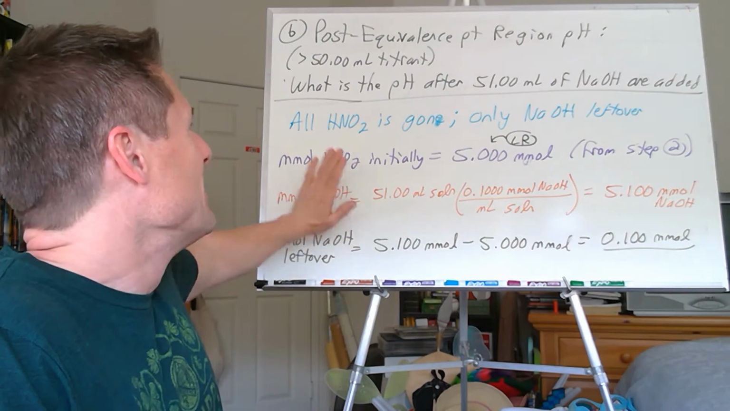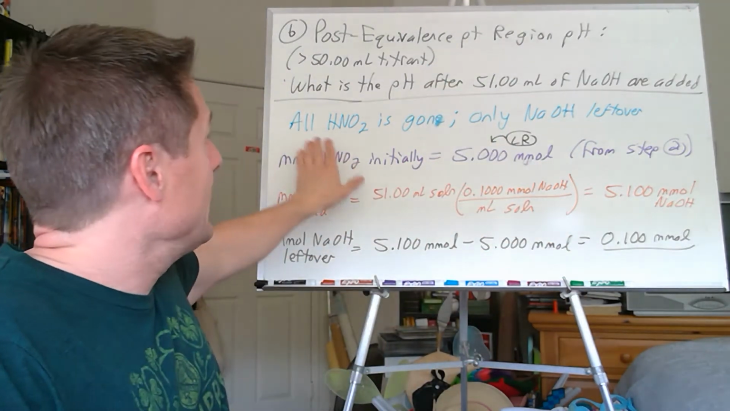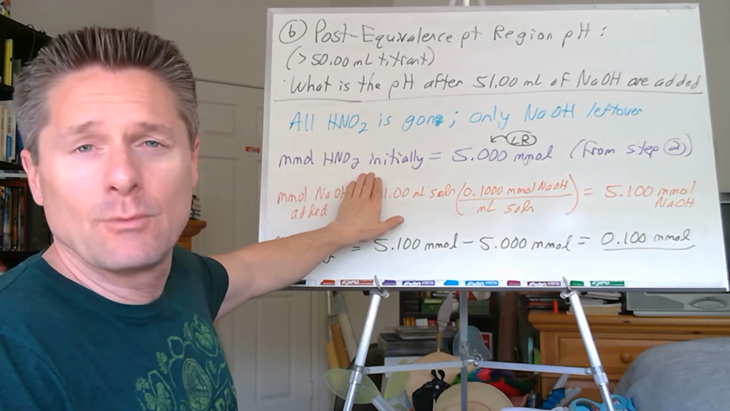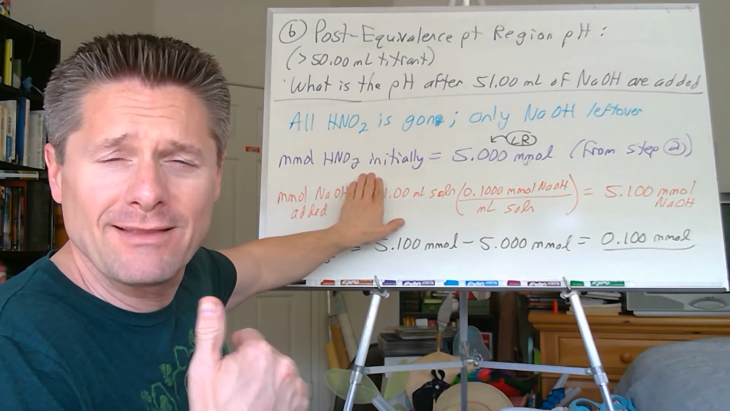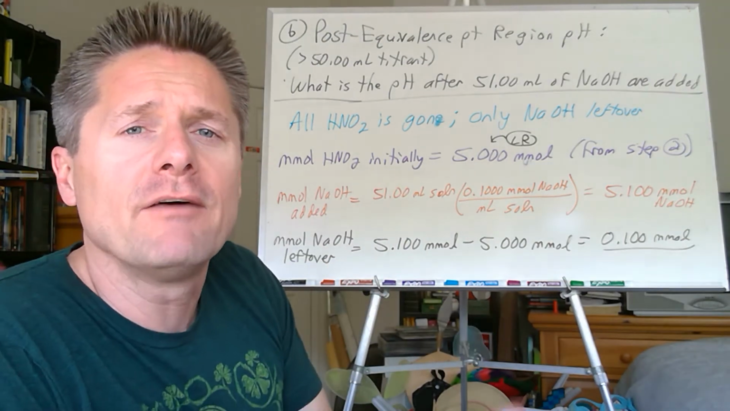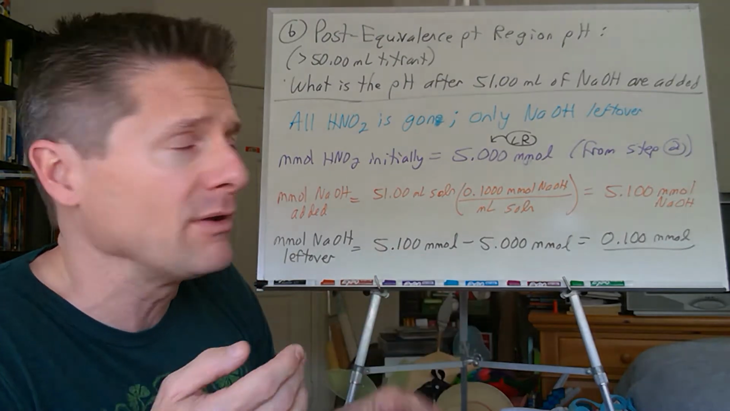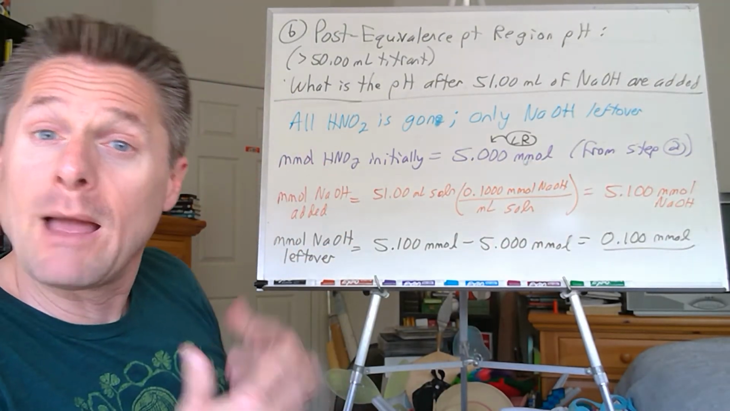All right, here we go. All the acid's gone. We added extra base. So the initial millimoles of acid, we did back in step 2, right? So you don't have to recalculate it. We had 5.000 millimoles of HNO2 that we started with in our little flask. Already pre-calculated, so just rewrite it. That's from step 2.